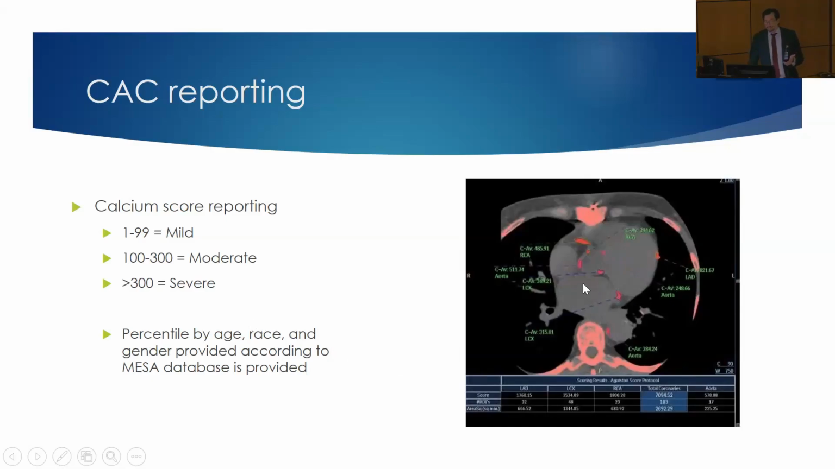This is the software that we use to assess the calcific burden on the scan. Very easy to use. You can teach anybody to do this. Honestly, it's not very hard. You just click the plaque and select what vessel it is, and it pumps out the number and gives you the percentile from the MESA database compared to people of the same age, race, and gender profile.